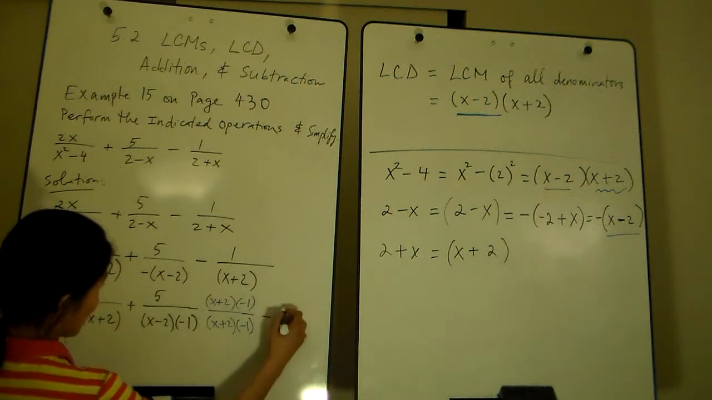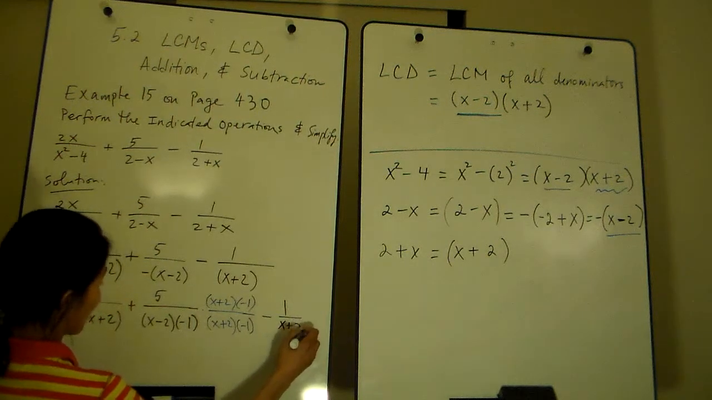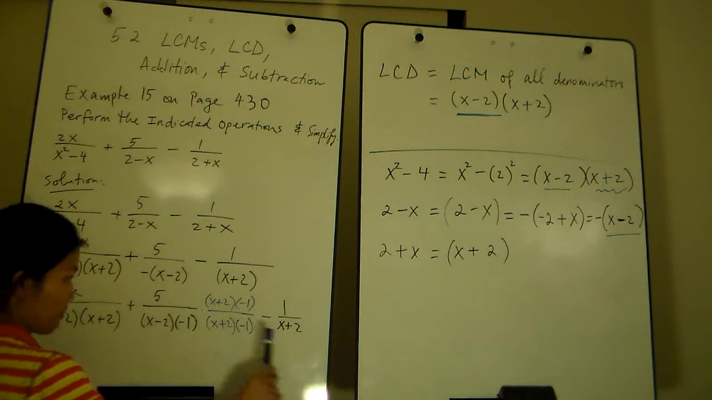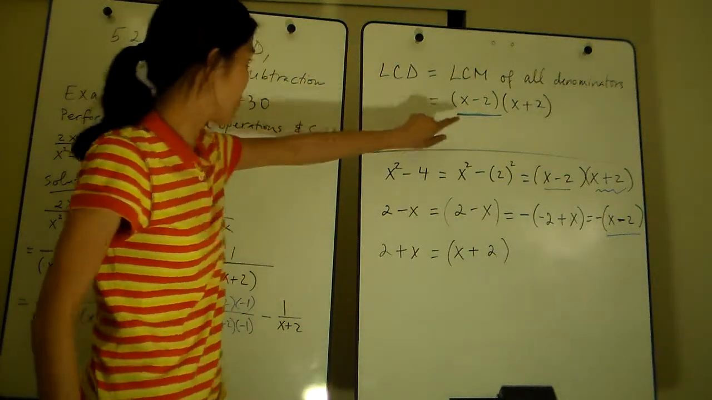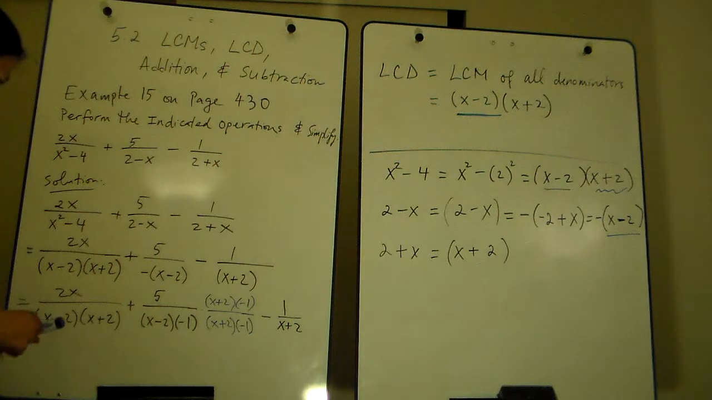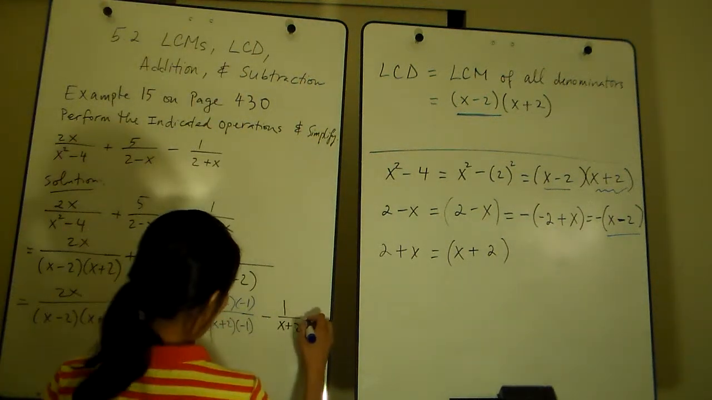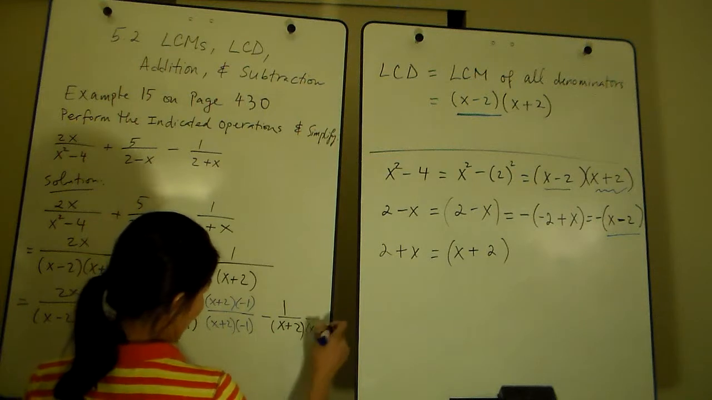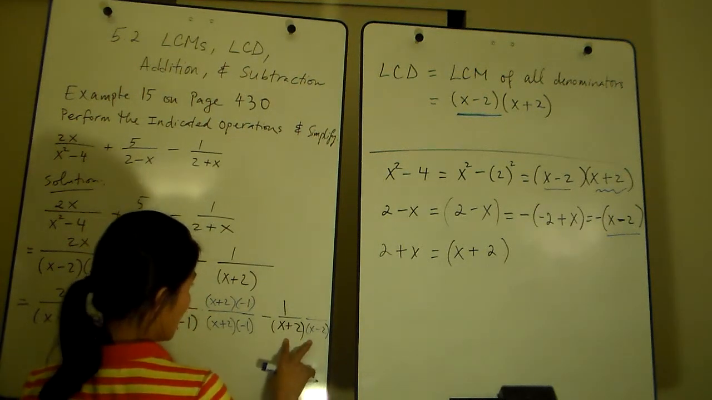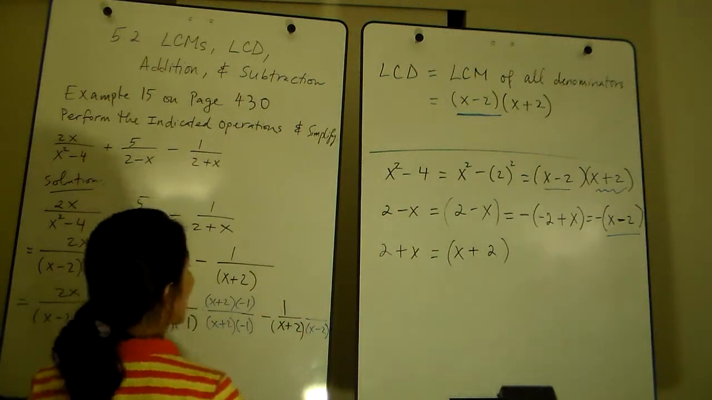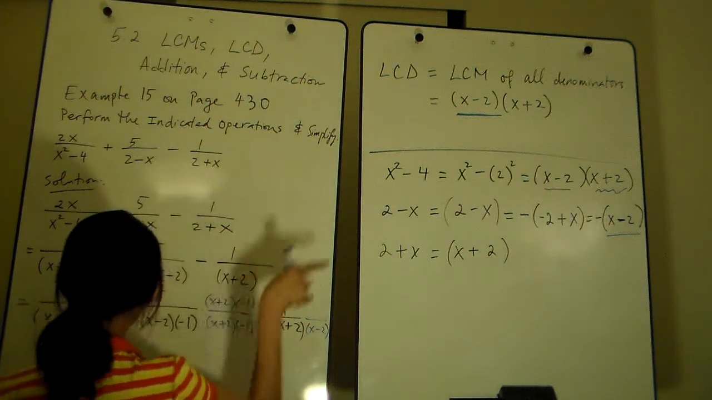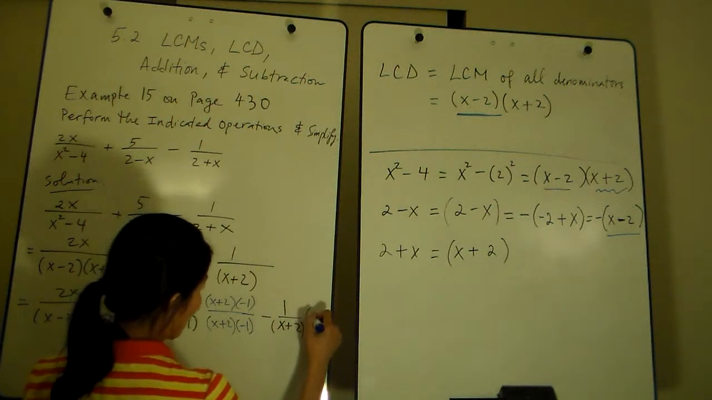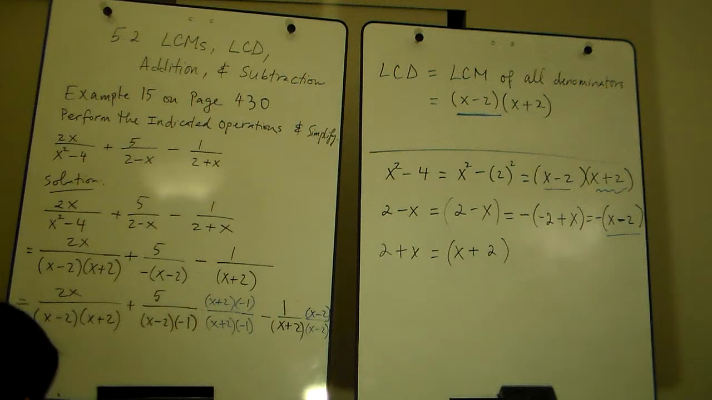Don't forget the last term, minus 1 over x plus 2. This is not the LCD yet, because it has only x plus 2. It needs this term, x minus 2. Okay? So I need to multiply x minus 2 so that I will have the LCD x plus 2 times x minus 2. Again, if I multiply x minus 2, I change the original problem. To compensate, I would multiply by x minus 2 on top. Okay? X minus 2 divided by x minus 2 is 1. 1 times this third fraction is itself.